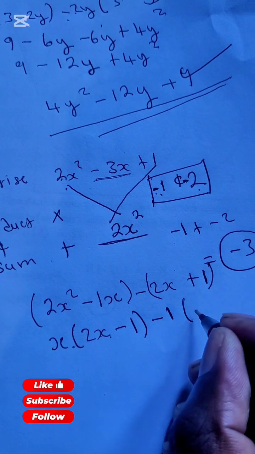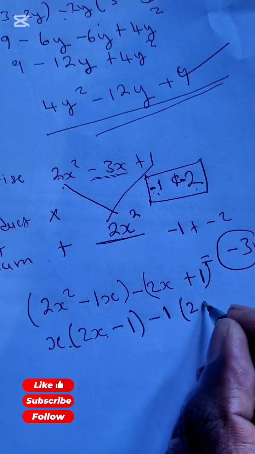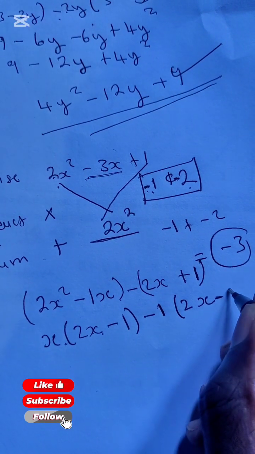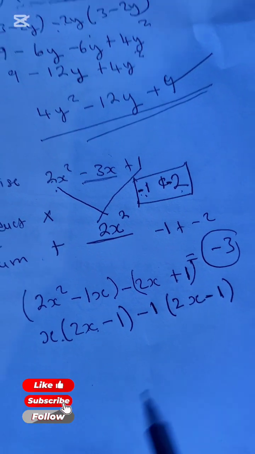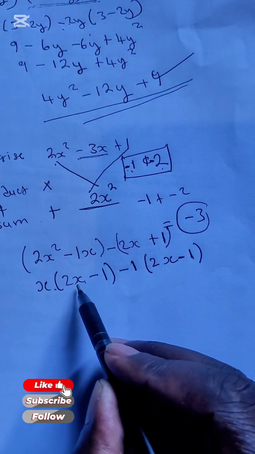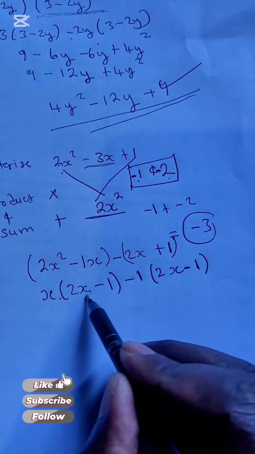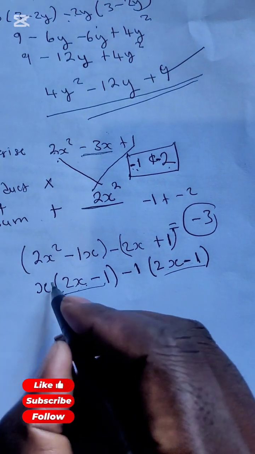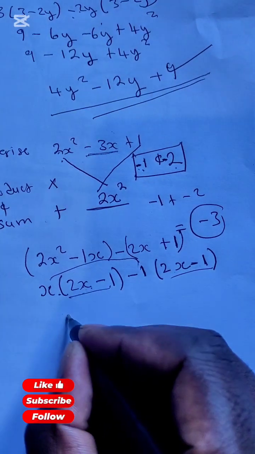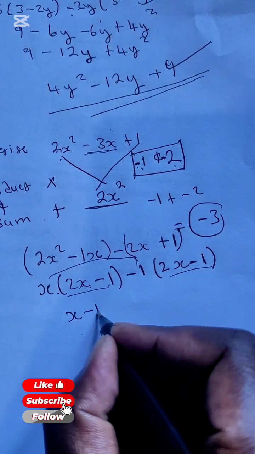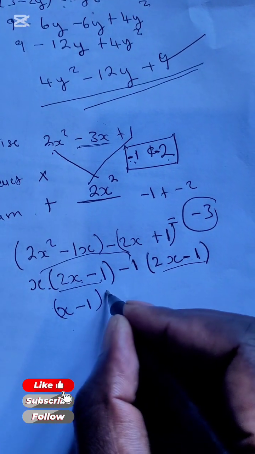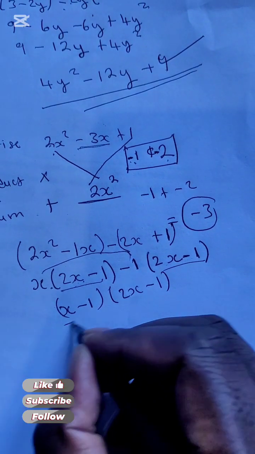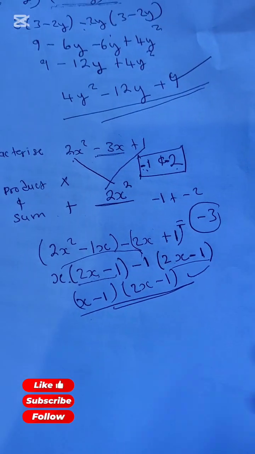So negative 1 into this, we're getting what? 2x. Negative 1 into positive, negative into positive, we get a what? Get a negative. So we find 2x minus 1 and 2x minus 1. These two brackets are the same, so we just take 1. So let's first take these two outside. It is x minus what? Minus 1, and the other one is what? 2x minus 1. Because they are the same, we just take 1.